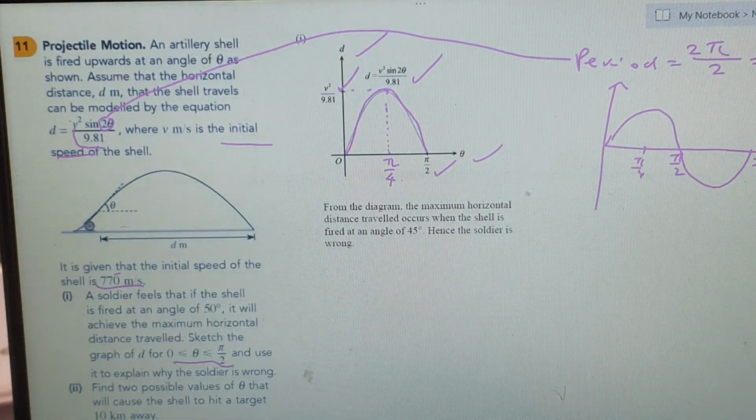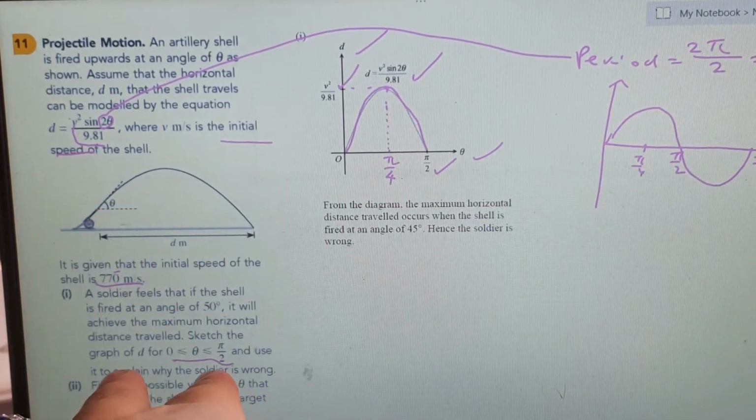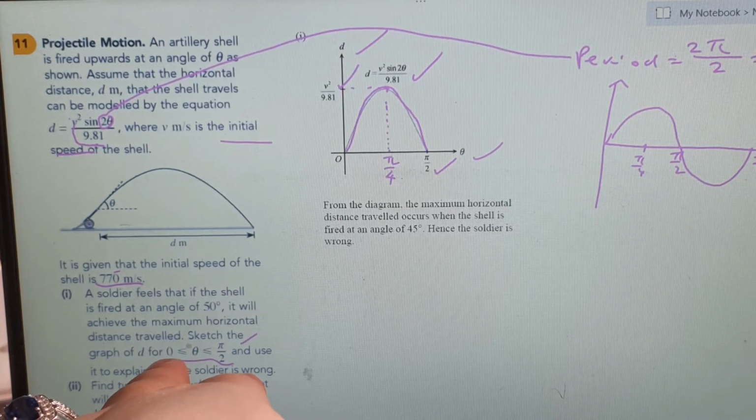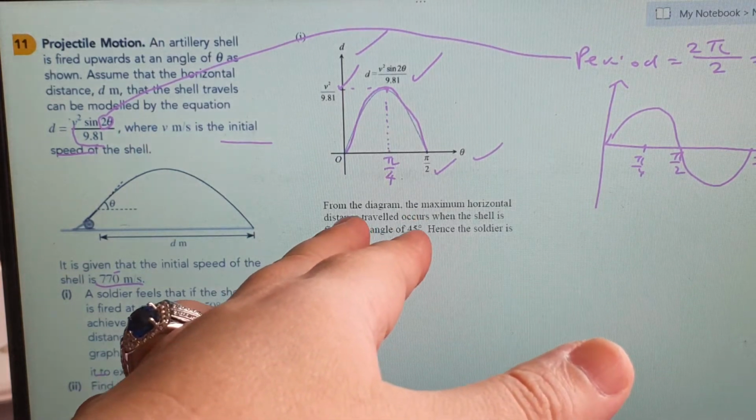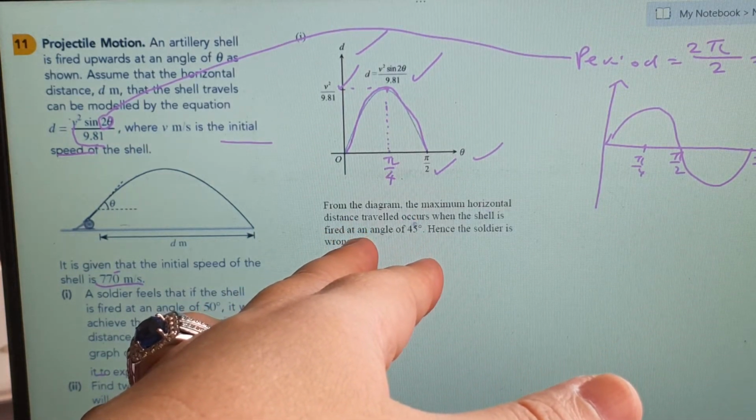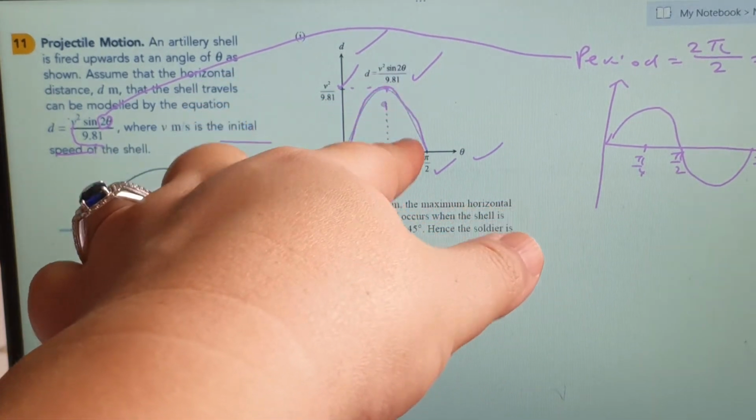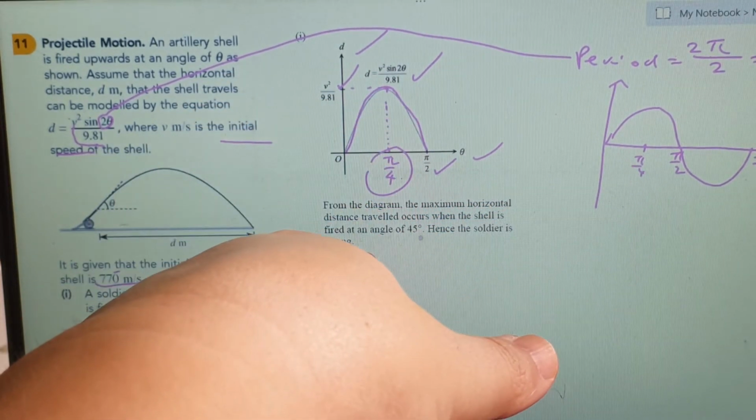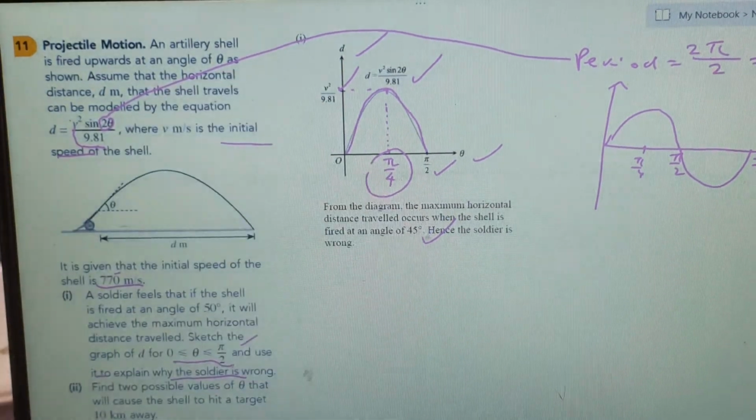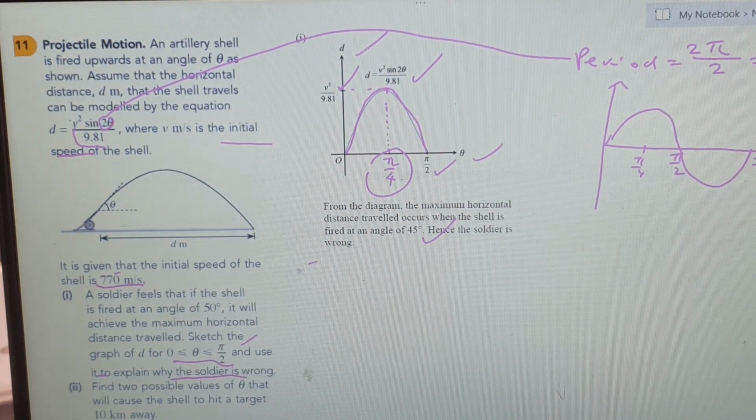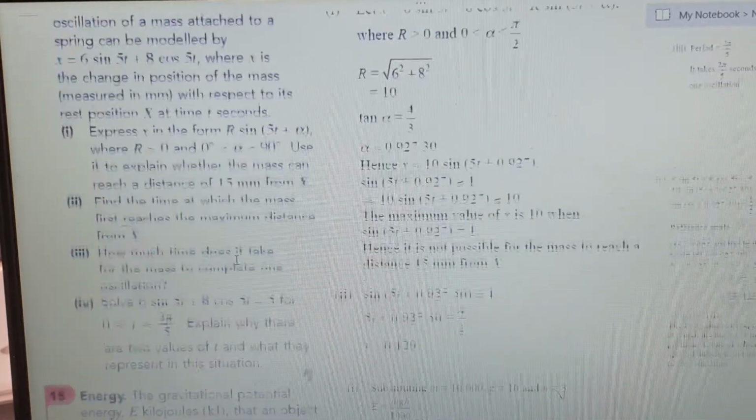Alright? Okay, so they ask you to explain. You need to draw the graph because it says sketch the graph and use it to explain why the soldier is wrong. So you say that from the graph, the maximum horizontal distance occurs. You see this is the maximum, right? And it occurs at where? Pi over 4. So that is the answer. Okay, so that is all. The pi over 4, right? It's actually 45 degrees, and it's not 50. So this is wrong. Okay, now we go to the next one.